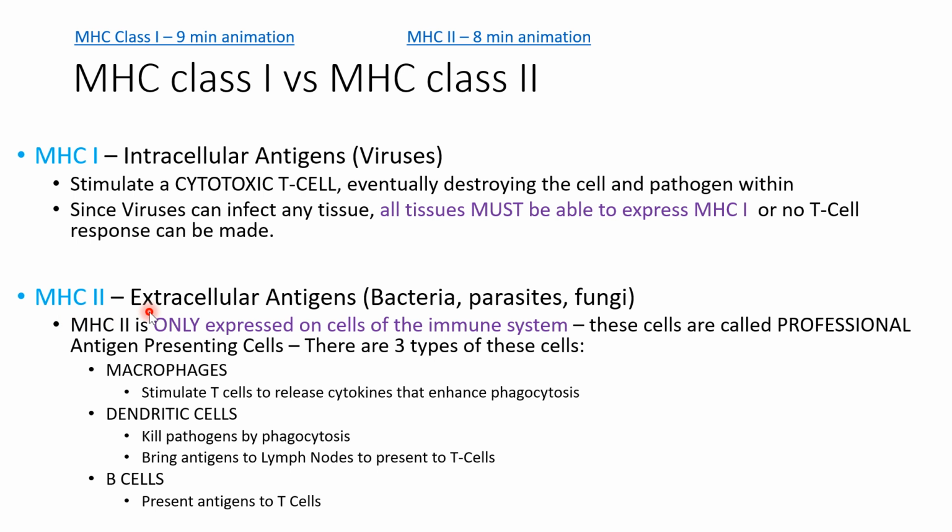So MHC2s are extracellular antigens that are ingested by antigen presenting cells, the professionals, okay? They're going to undergo phagocytosis, bring these particles into the cell, and then express those antigens on the surface. So these are extracellular antigens that have been brought in. These are viruses that have infected the cell and now you have a sick somatic cell. The somatic cell is sick because something went into it.